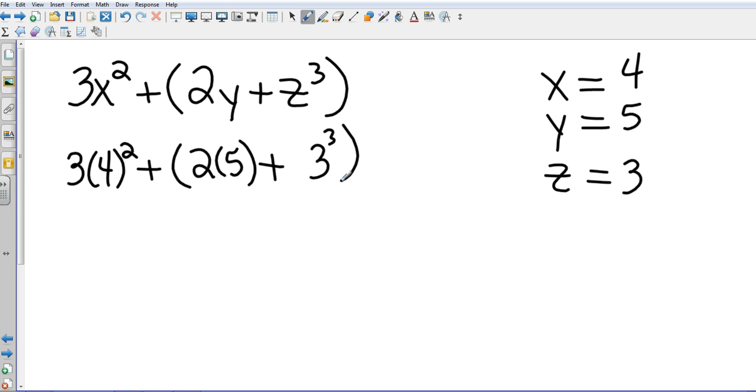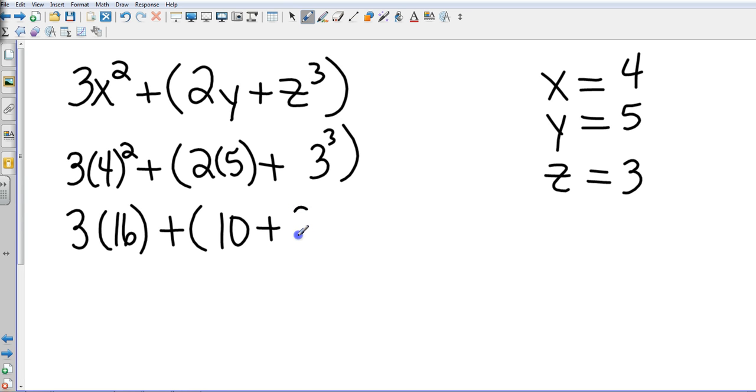This is on the outside of the parentheses. I'm going to go ahead and do those exponents. That's going to be 3 times 16. Just keep that for later. 2 times 5 is going to give me 10. And then 3 to the third power, be very careful here. It's 3 times 3 times 3, which is going to be 27.